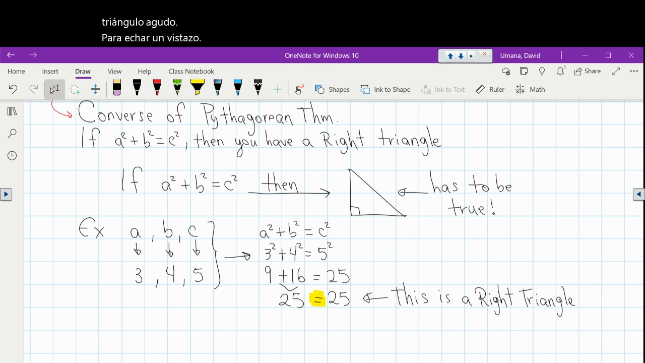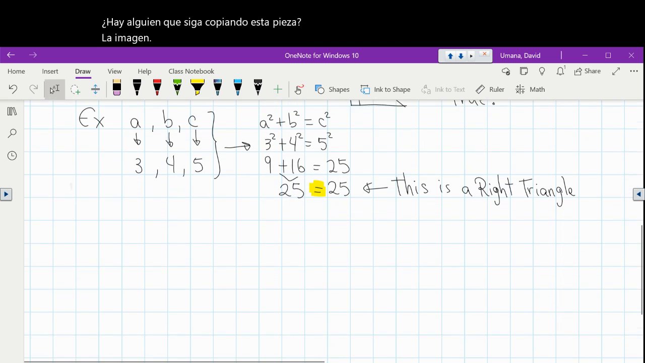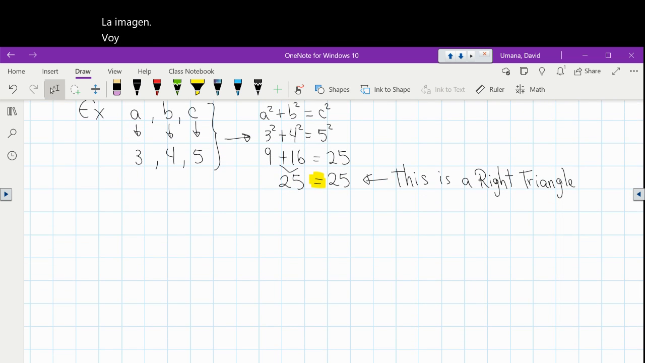Is there anybody still copying this piece? The top piece with the picture? All right. You got the picture? I'm going to go this way, that far.